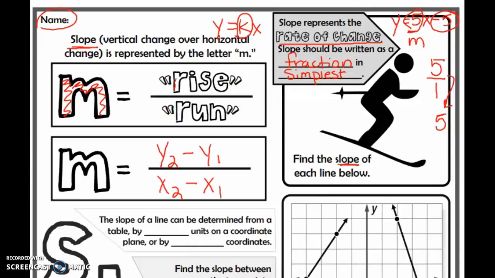The slope of a line can be determined from a table. We can use a table, or we can count the units on a coordinate plane, or by subtracting the units, or coordinates, sorry. And that's what we are talking about right up here. That would be the subtraction form of it, okay? We're going to learn a lot about this, so make sure you pause the video if you need more. I'm going to scroll on down.